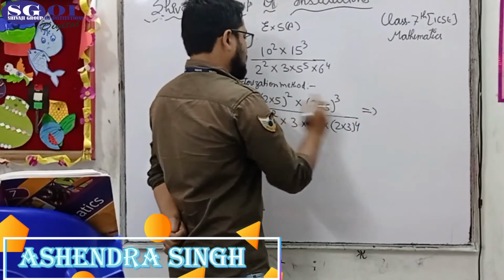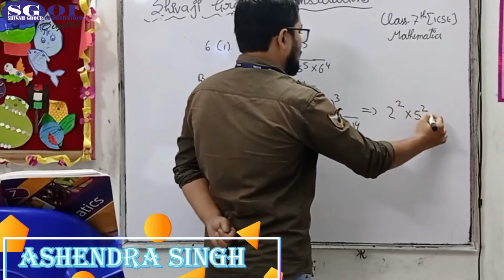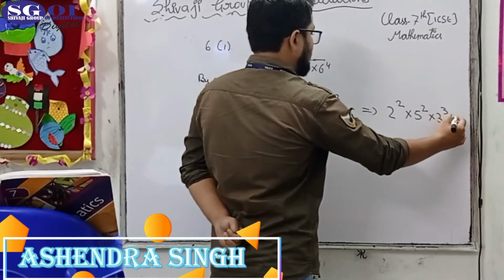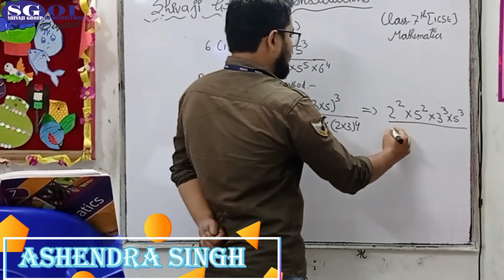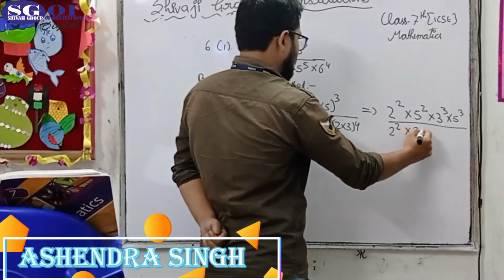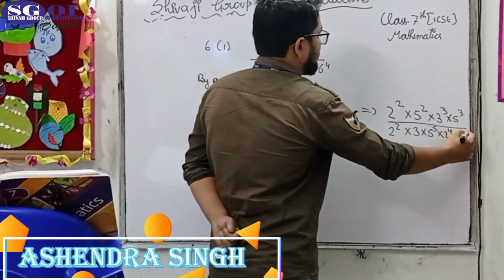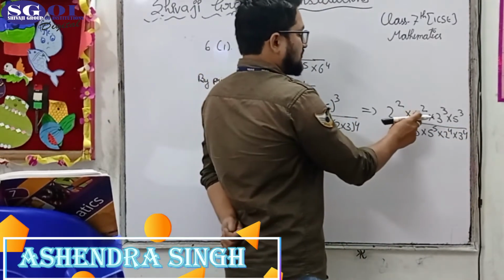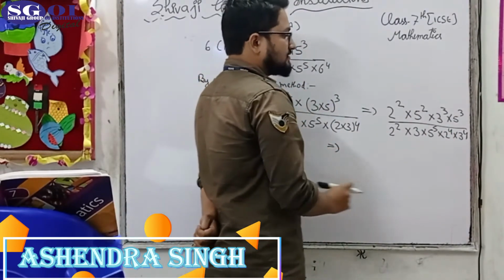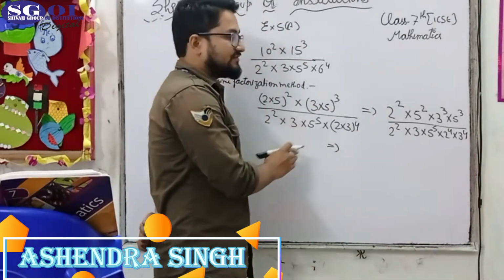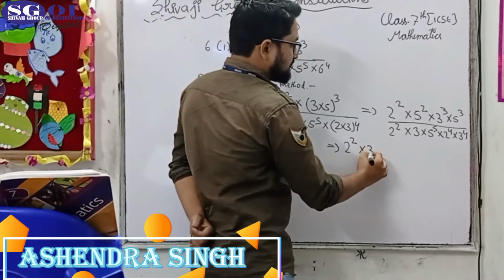Now this could be written as 2 to the power 2 multiplied by 5 to the power 2 multiplied by 3 to the power 3 multiplied by 5 to the power 3 upon, this could be written as 2 to the power 2 multiplied by 3 multiplied by 5 to the power 5 multiplied by 2 to the power 4 multiplied by 3 to the power 4. Now we can clearly see this is 5 and this is 5. This means that they have the same bases, and in multiplication if we have the same base then we can add the powers.